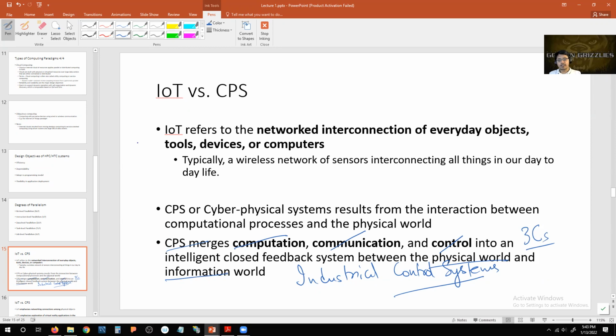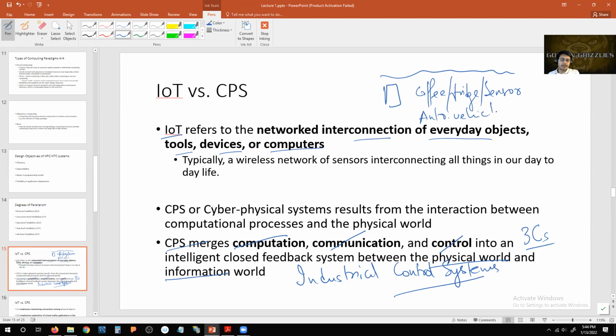Now, the contrasting definition of CPS with respect to IoT is that the IoT, or the Internet of Things paradigm, the architecture, refers to the networked interconnection of everyday objects, tools, devices, or computers. So when we say IoT, the generic umbrella of IoT, it can encapsulate any type of device, right? It could be your cell phones, your coffee machines, your smart fridges, your smart watches, all your sensor nodes, any kind of autonomous vehicles, right? So anything that has some sort of sensing capabilities, and even if it doesn't have sensing capabilities, you can still interconnect it to the network architecture for control purposes. And then the interconnection of these devices with each other and with the internet, okay, kind of encapsulates the notion of Internet of Things, right?